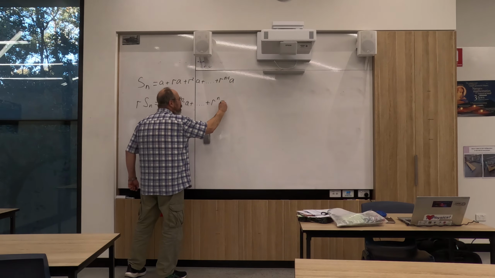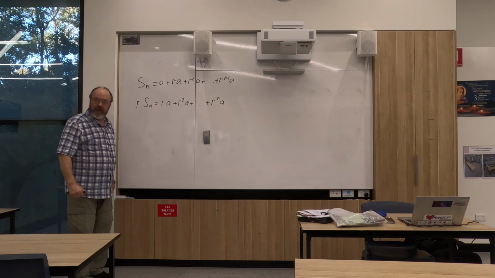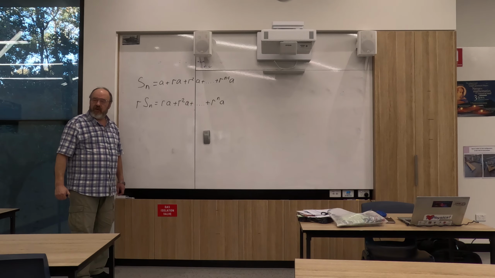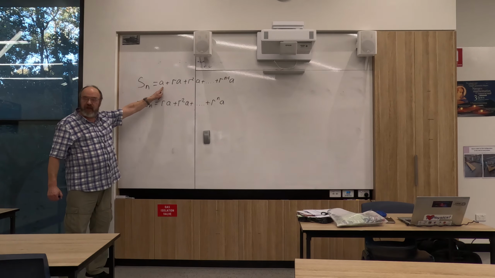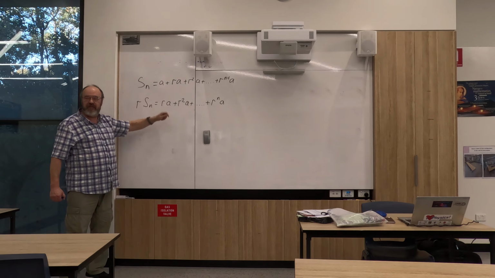Why do we start with n minus 1 in the first one? Why do we start as R to the power n minus 1? Because we are looking for n terms. In the first term, it is R to the power of 0.